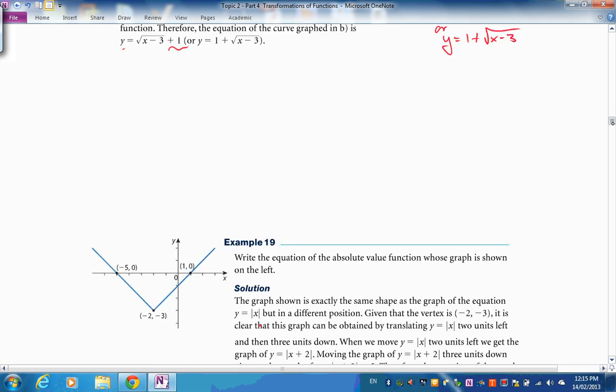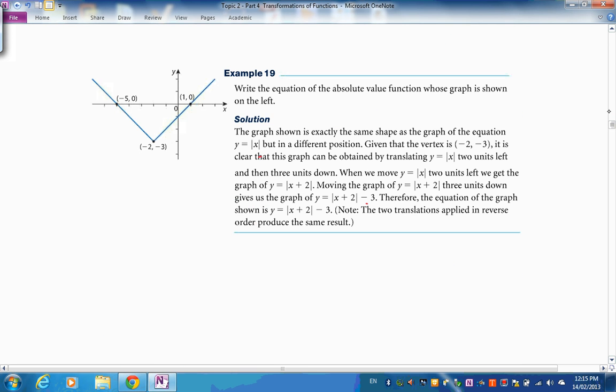Okay, let's look at another one. Here's another one, the absolute value function. So the absolute value function actually lives up here, doesn't it? Lives up there. So it's been moved. Given that it's down at -2, -3, it means the x movement is -2 and the y movement is -3 because this vertex has gone down there.